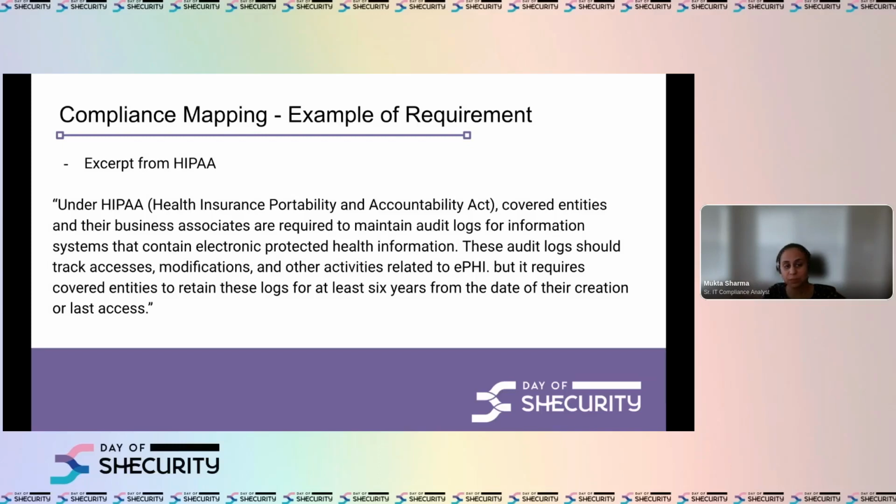I understand it's not something very easy to digest, but you have to break it down. Under HIPAA, what is it talking about? Maintain audit logs. These audit logs should track access. It requires them to retain logs for 6 years. So you have to look at the keywords that are there in the blurb.